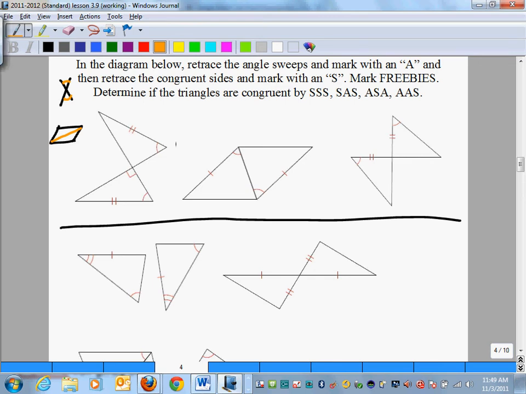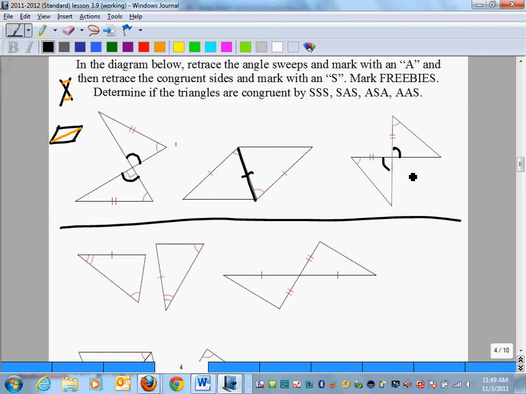All I want you to do is mark them. Okay, look up here. You should have marked this. The first one, we had verticals. The second one, reflexive. The third one, vertical. How many of you at least did that correct? You found the freebie. Good.